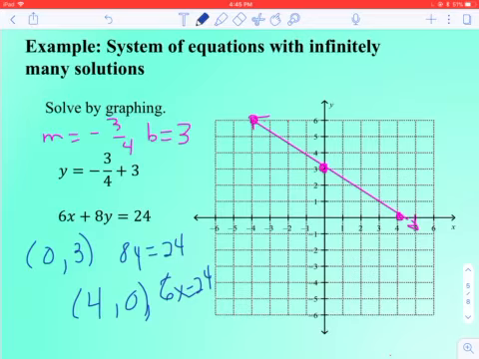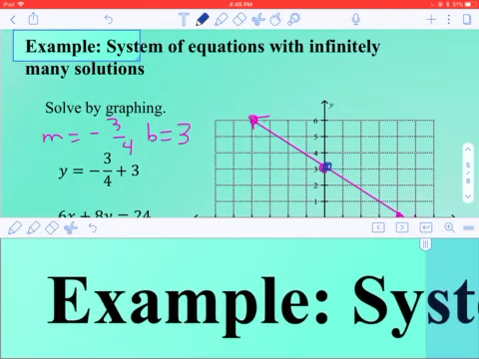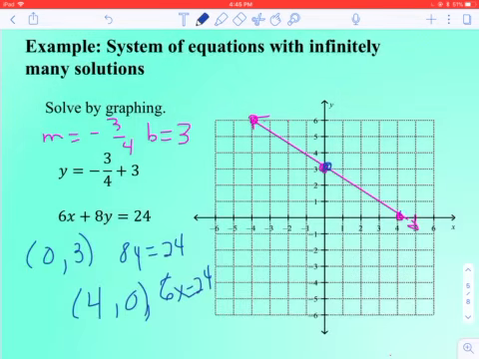So I have a point at (0, 3). I have a point at (4, 0). And as you can see, they're the same line. I know it's hard to draw two lines on top of each other and show that you have two lines, but this would be infinitely many solutions.